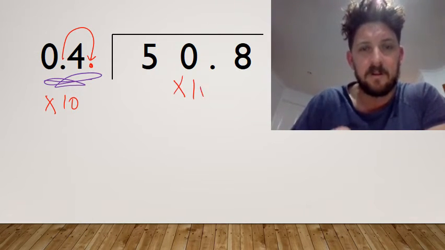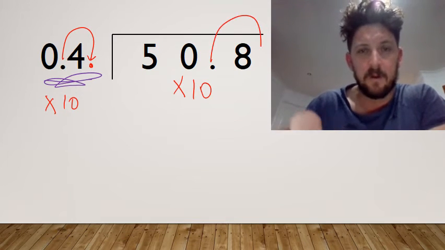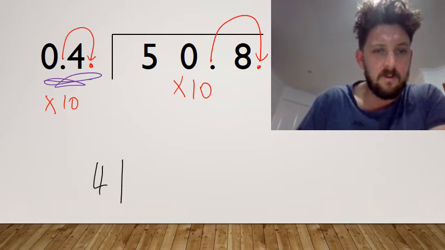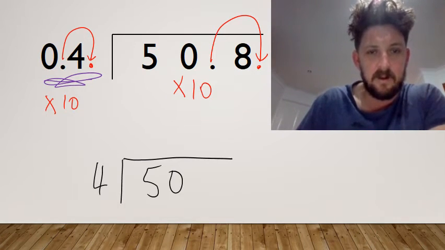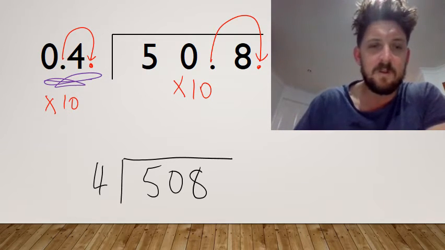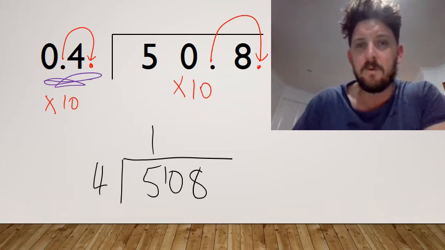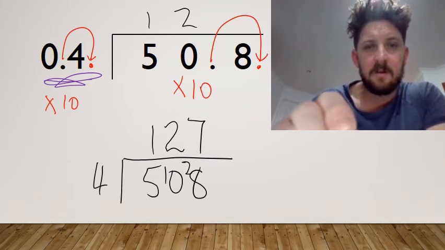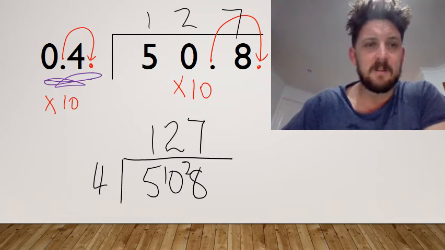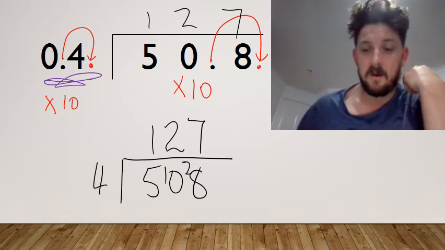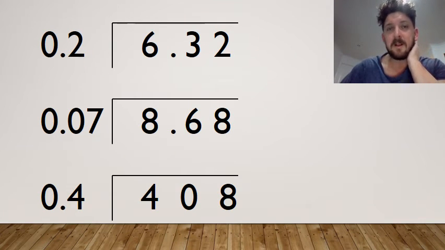Whatever I do to my divisor, I do to the number I'm dividing into. I'm going to multiply it by 10. I'm going to change it over here. If I rewrite it then, it is 4 into 508. Now I go 4 into 5, I can work this out normally, it's 1 with 1 left over. 4 into 10 goes 2 times with 2 left over, and 4 into 28 goes 7 times. I know that it fits 127 times.